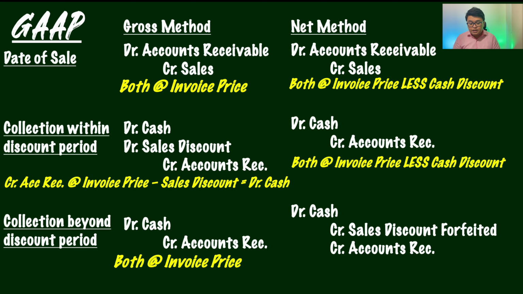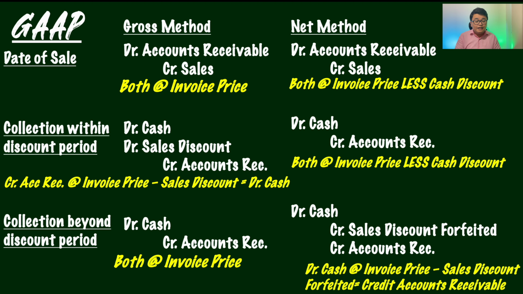The credit to sales discount forfeited represents an additional revenue. The debit to cash is at invoice price. We deduct the sales discount forfeited, and we will credit the accounts receivable. Therefore, the amount of accounts receivable that we will credit, whether it is within the discount period or beyond the discount period, under the net method, we will always credit accounts receivable amounting to the invoice price less cash discount. While for the gross method, the accounts receivable credit will always represent the invoice price.